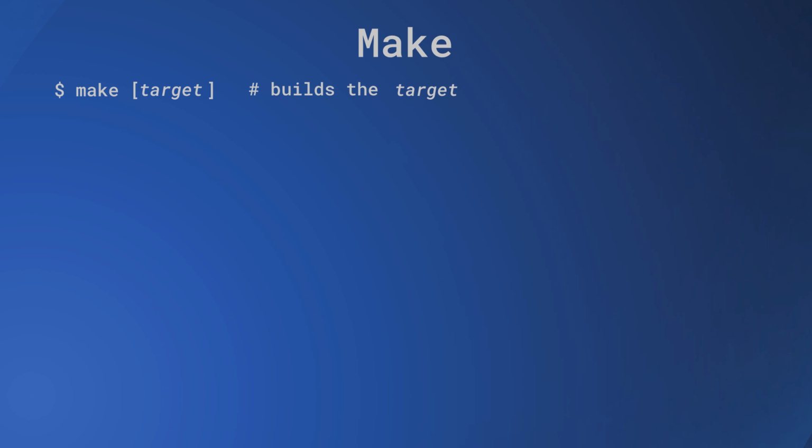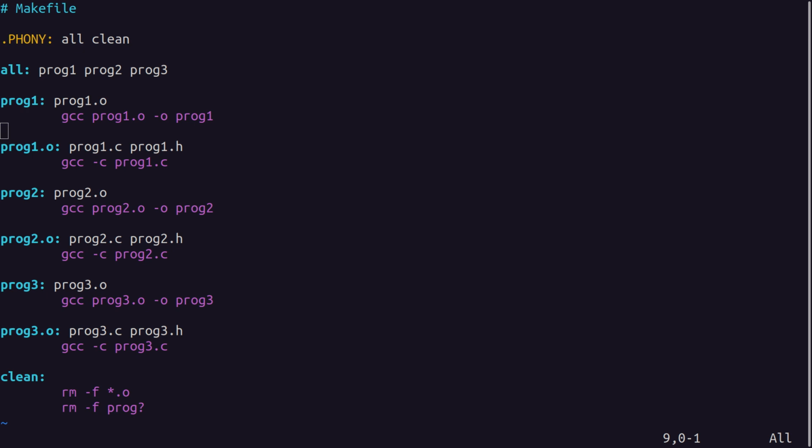So we have seen that we can build a target with a make target command. And if we just say make, make builds the first target in the makefile. Suppose you wish to build all targets in the makefile. So we define a target all with the names of all the targets as prerequisites.